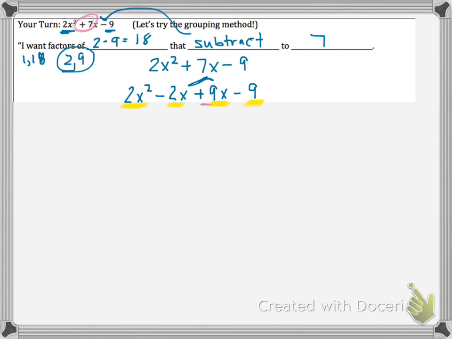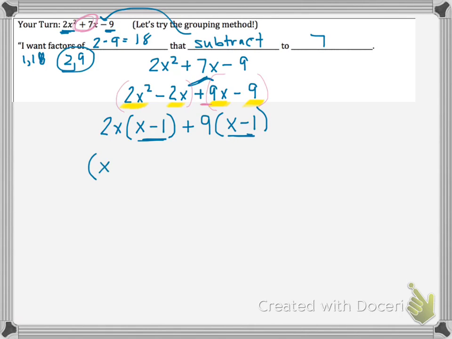Then I'm going to group the first 2 terms and the last 2 terms and pull out a common factor. So I'm going to pull out a common factor of 2x here, and that leaves me with x minus 1 plus, and here I'm going to pull out a common factor of 9, and again that leaves me with that x minus 1, and that's what we're looking for, is to have that common piece that we can pull out across the terms. So x minus 1 times 2x plus 9. Again, check with FOIL.